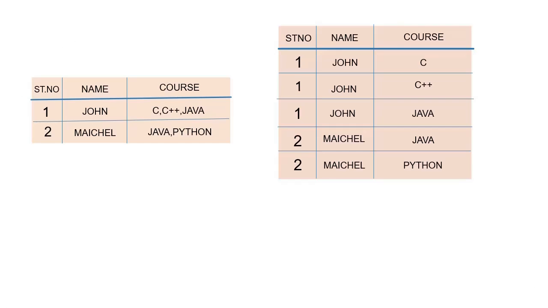Here we have 2 tables on the screen. 2 tables with 3 columns, and the first table has only 2 rows, but the second table has 5 rows. Now let us compare these 2 tables with regard to the first normalization form. Firstly, checking with the first table. We have three columns, namely student number, name, and course, right? And the second table also has the same columns, student number, name, and course.